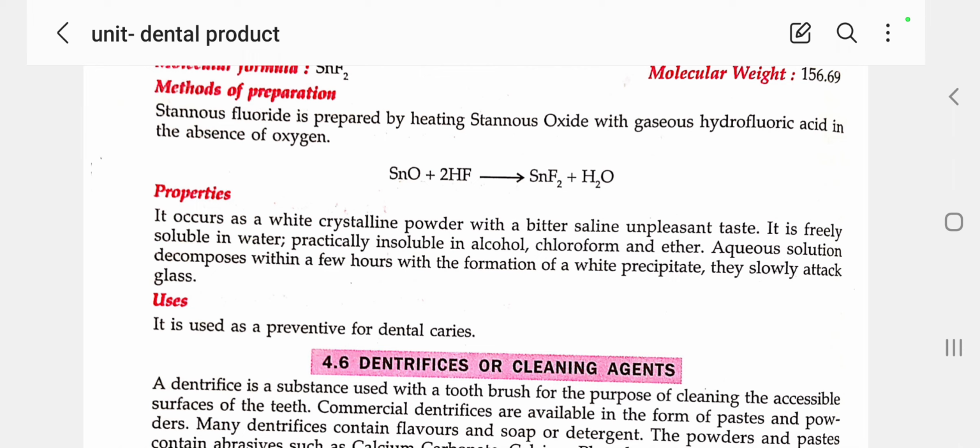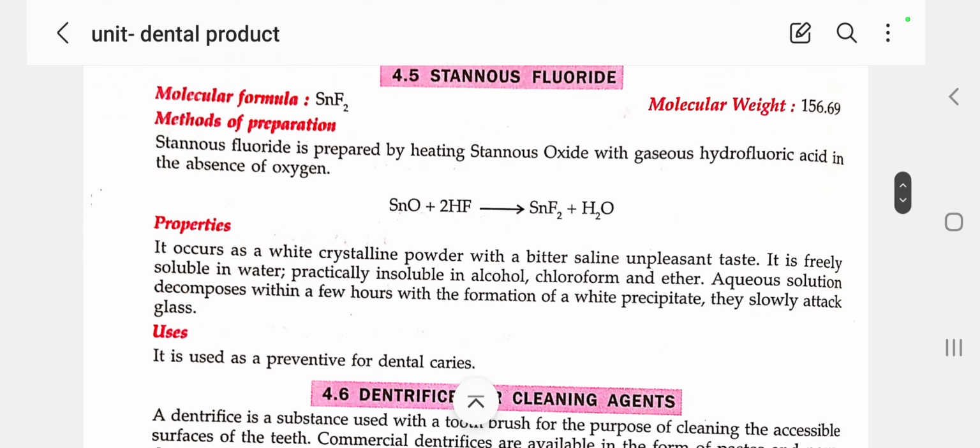It is insoluble in alcohol, chloroform and ether. The aqueous solution decomposes within a few hours with the formation of a white precipitate. That means when stannous fluoride is dissolved in water, there is formation of a white precipitate. They slowly attack glass. So this is the same as sodium fluoride, as we already discussed: care should be taken while storing stannous fluoride and sodium fluoride also.